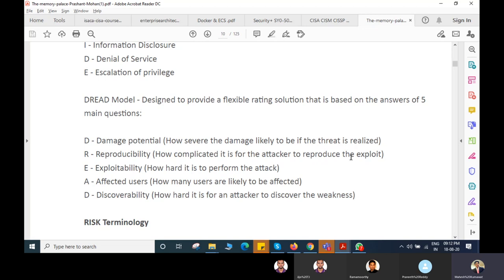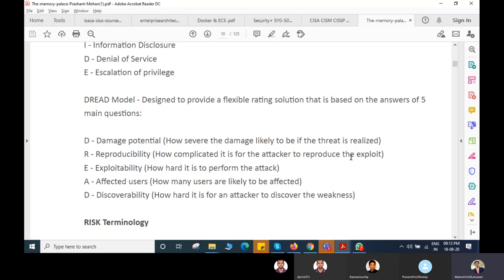Reproducibility: how complicated it is for the attacker to reproduce the exploit. Exploitability: how hard it is to perform the attack. Affected users: how many users are likely to be affected. Discoverability: how hard it is for the attacker to discover the weakness. So once you go for the DREAD model, these are the top five questions you ask yourself for security reasons, or you can say risk management.